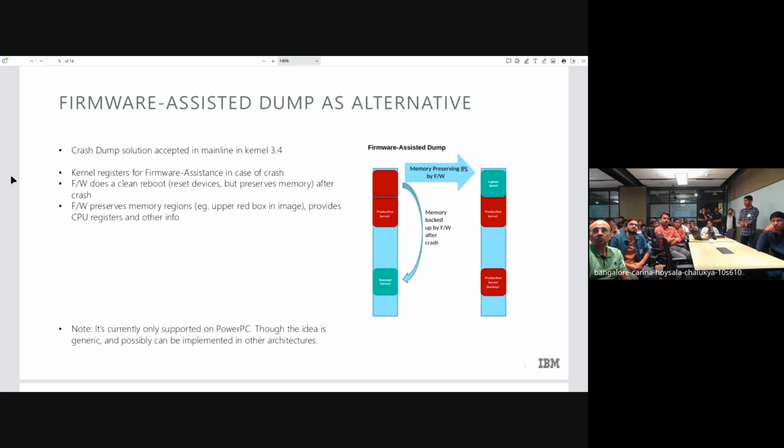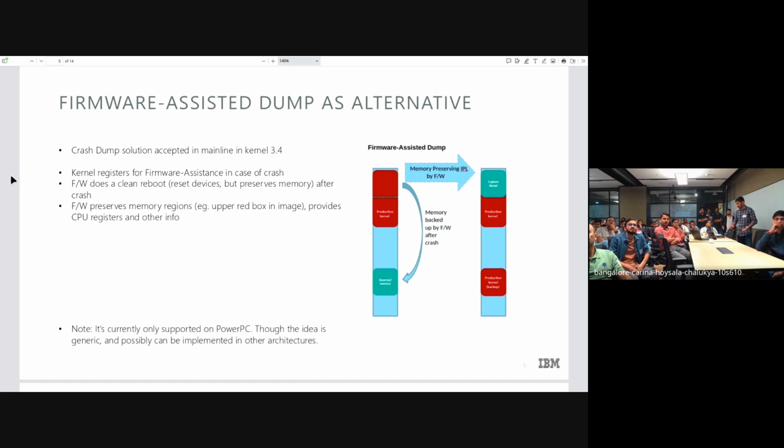So the second kernel, which will be booted by the firmware, will be after a proper clean reboot. The firmware is taking care of resetting everything, and it will basically do all the reset things that it used to do, just other than resetting memory. It will not reset memory. That is a special thing. Other than a clean reboot, the only special thing with firmware assisted dump is it will preserve the memory. It should not reset the memory.